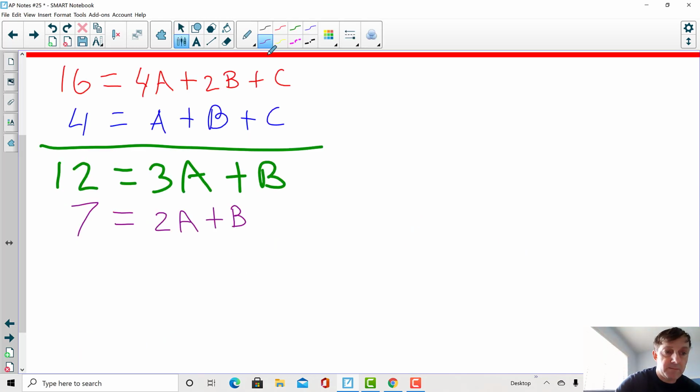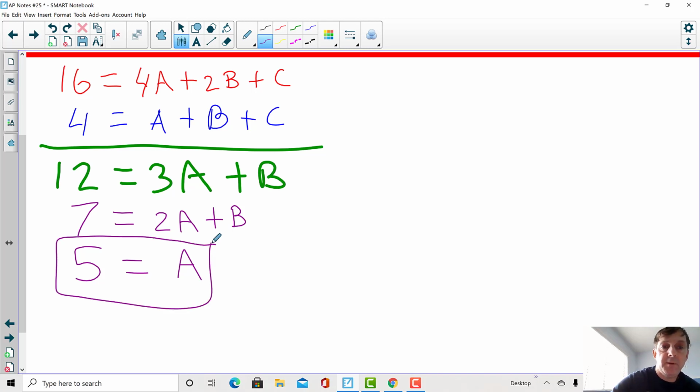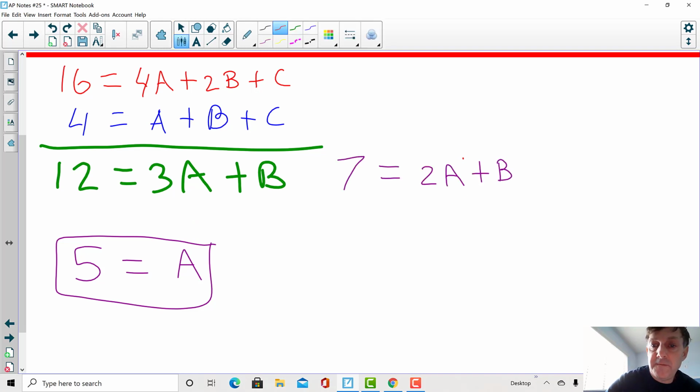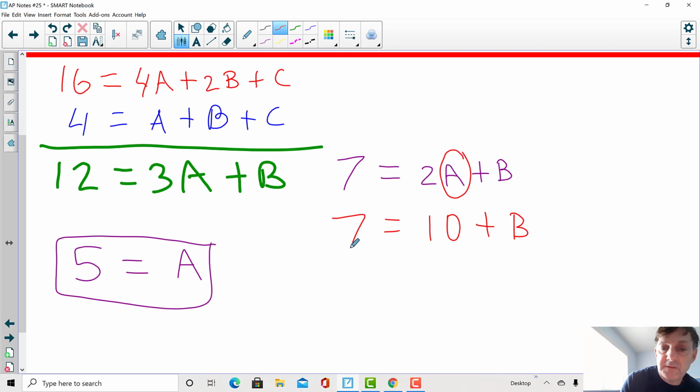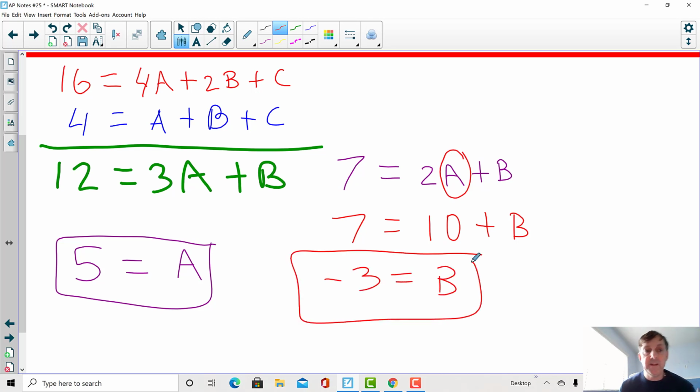Now I can bring this one down under here, combine them again. Again, I can do top minus bottom. This tells me that 5 is equal to a. And now I can start going backwards. If a is 5, I can plug into almost any of these equations. Let's plug into this one. Let's put a 5 for the a right here. That'll give us a 10. Subtract 10 from both sides. Now we found a second letter.